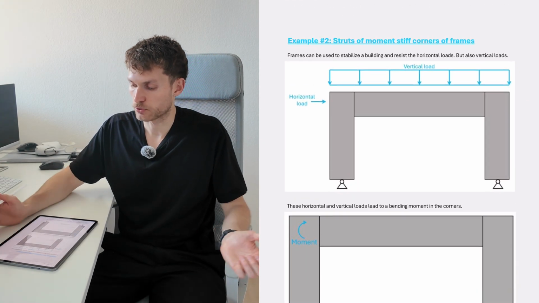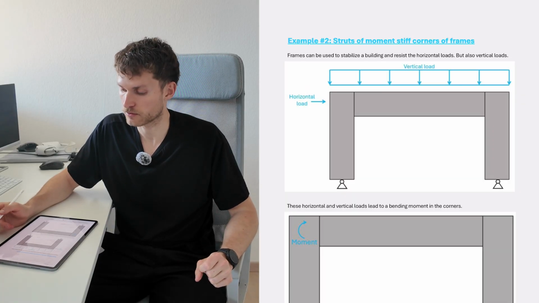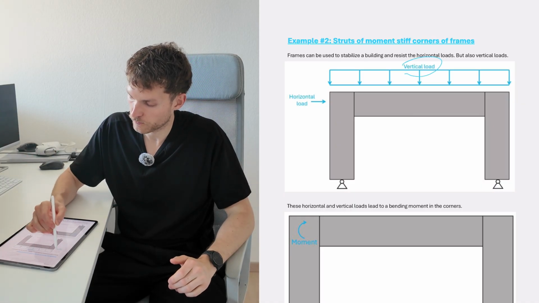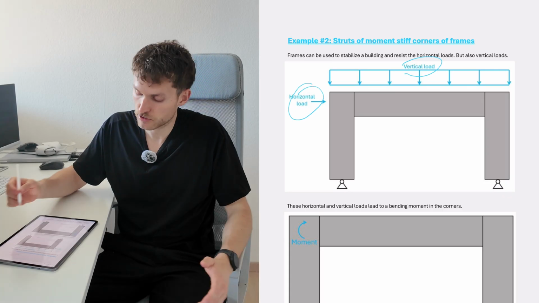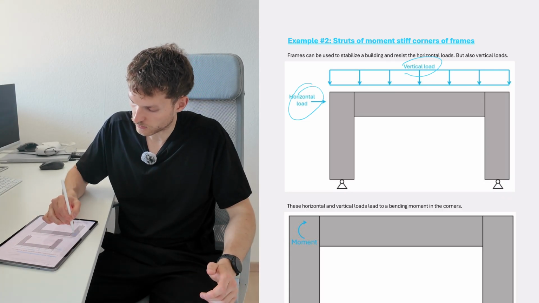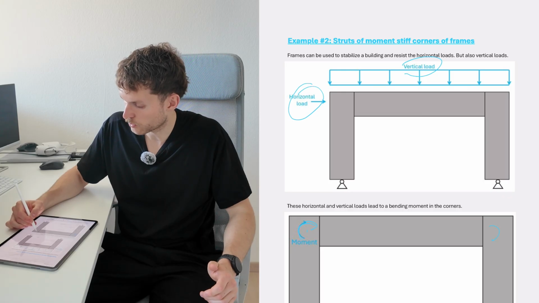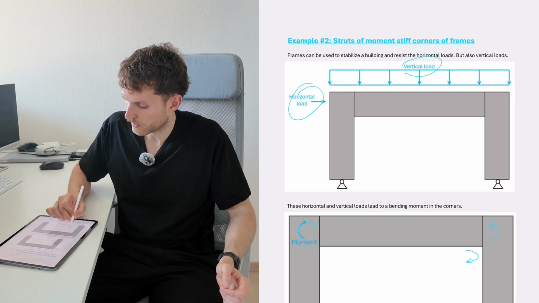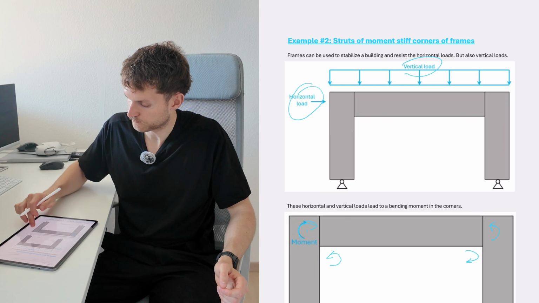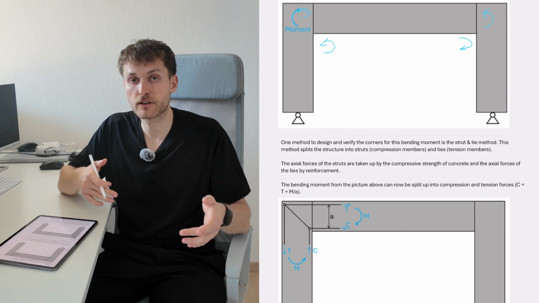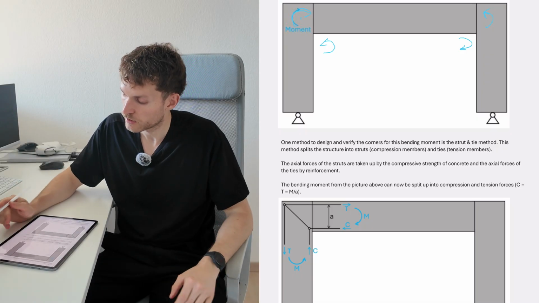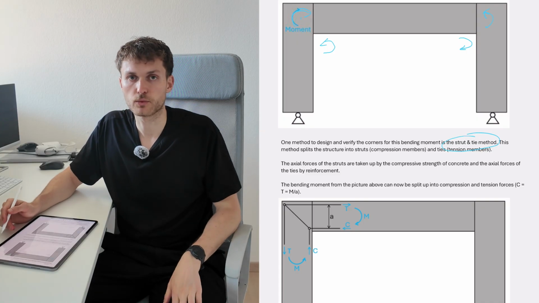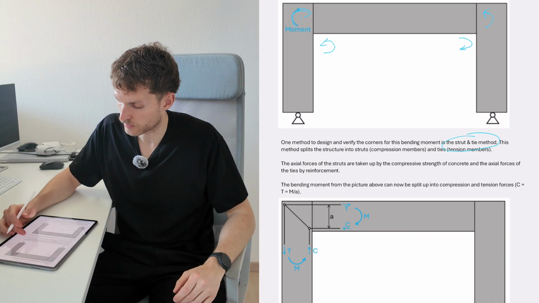Now let's look at example 2, struts of moment stiff corners of frames. So frames can be used to stabilize a building or to take up vertical loads. These horizontal and vertical loads then lead to bending moments in the corners, like this bending moment and this bending moment. But the bending moments can actually, it depends on the load, also act in the opposite direction. One method to design and verify moment stiff concrete corners for the bending moment is with a strut and tie method. In a future episode, we'll also dive deeper into what the strut and tie method is.